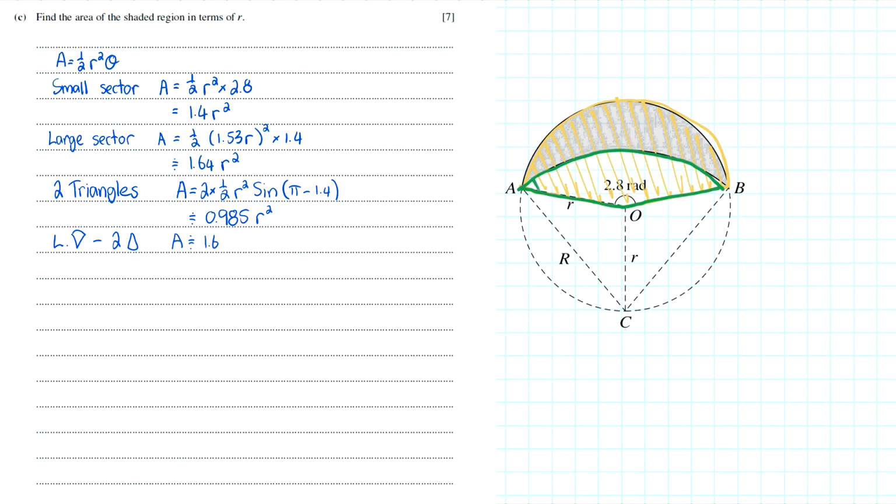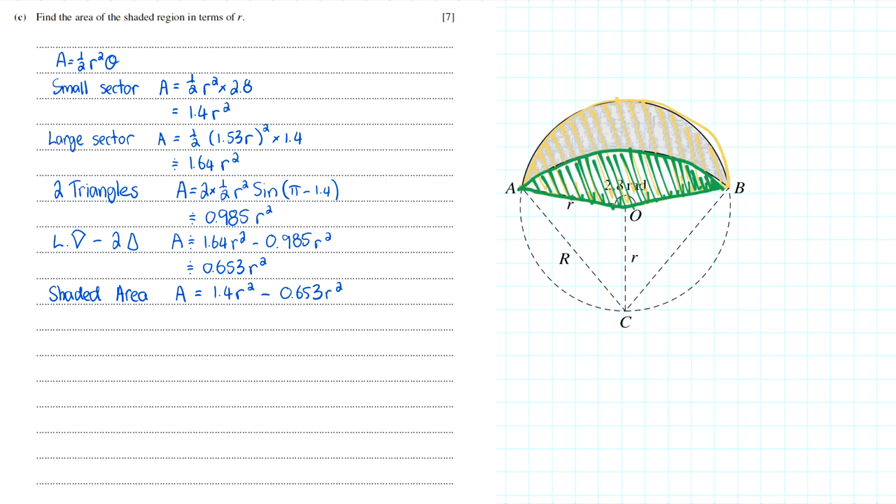Okay, so to find the area of the large sector that we want to use, we take the area of the large sector, subtract the area of the two triangles, and we end up with 0.653 r squared. I'm always using exact values on my calculator, just giving rounded values on the screen, which then means our shaded area is the area of the small sector minus this area we found, and that turns out to be 0.747 r squared approximately.